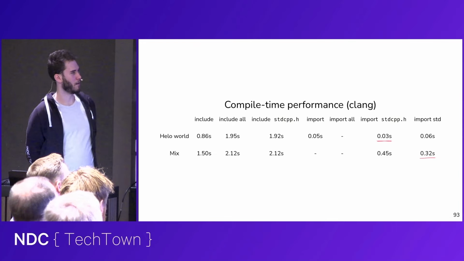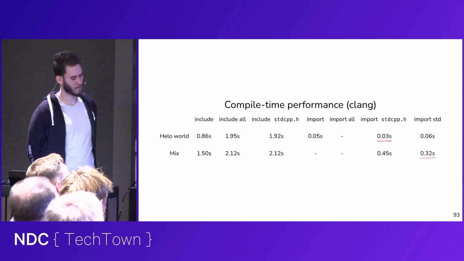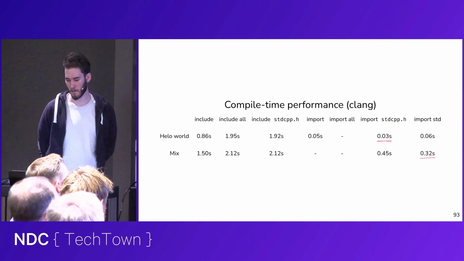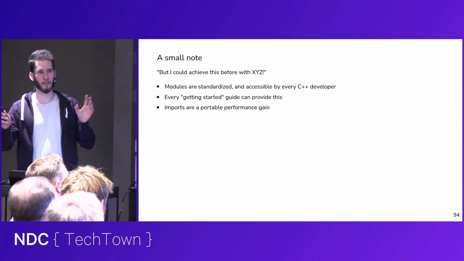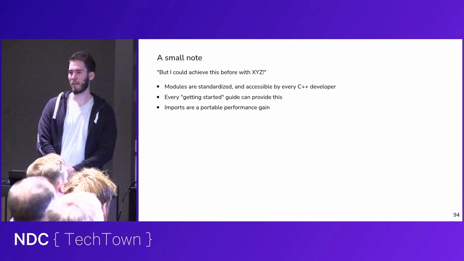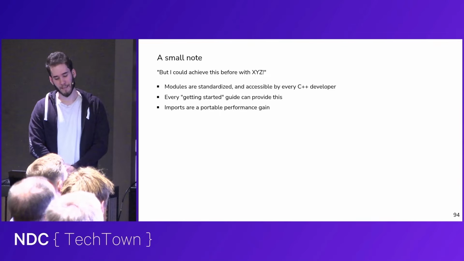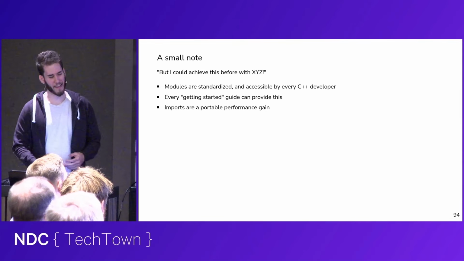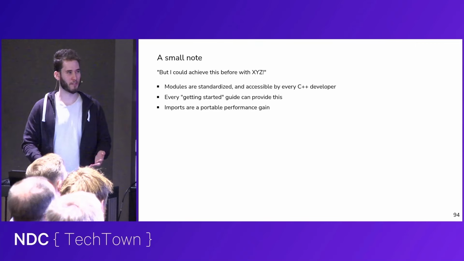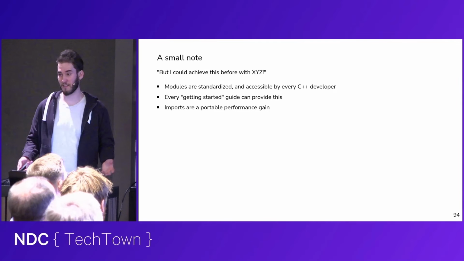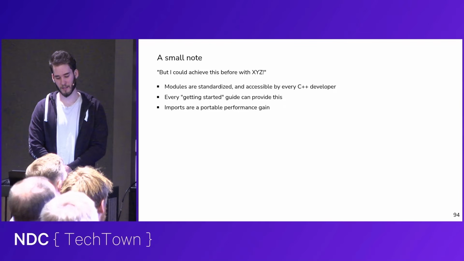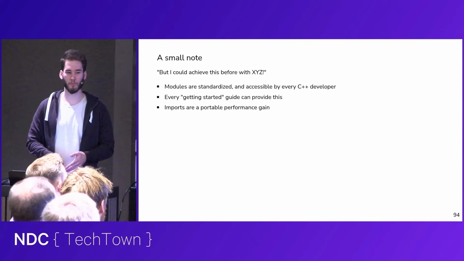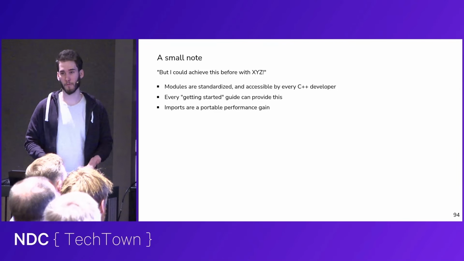So importing std CPP is actually the fastest for Clang, although not much faster than importing std, but for mix it is the fastest as well. And I can hear some people back in the room talking to their colleagues, but I could achieve this before with precompiled headers or with jumbo builds. But, well, modules are now a standardized feature, and they're accessible by every C++ developer. Every getting started guide in C++ for modern C++ can now provide this as a reference. And also imports are a portable performance gain, which means that any compiler that you put it to, the same code with the same build instructions will have the same compilation performance.